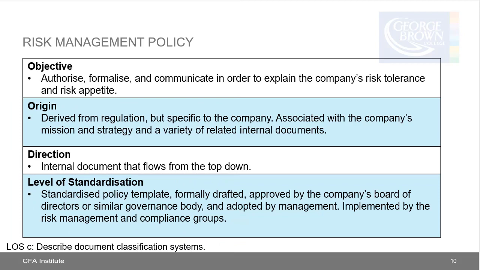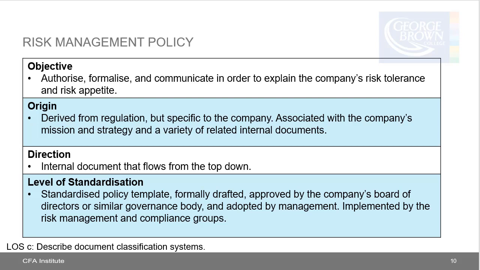So in the text, example number 2 illustrates the objective, origin, direction, and level of standardization of documentation for a policy relating to risk management, a topic covered in the previous chapter in this module. The objective of a risk management policy is to authorize, formalize, and communicate in order to explain the company's risk tolerance and risk appetite. The origin of the risk management policy document is derived from regulation, but specific to the company, associated with the company's mission and strategy, and a variety of related internal documents.